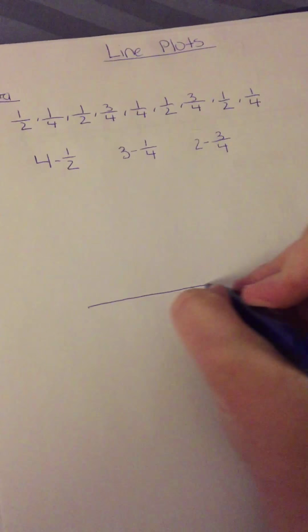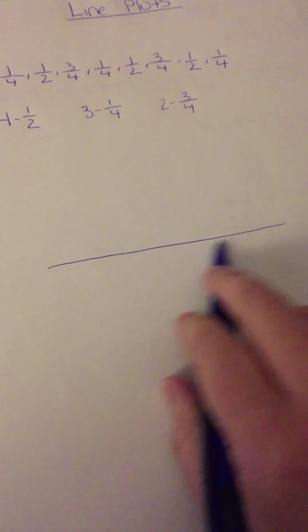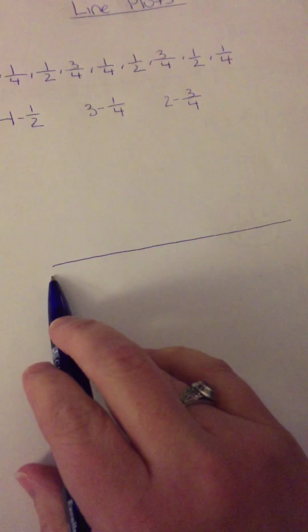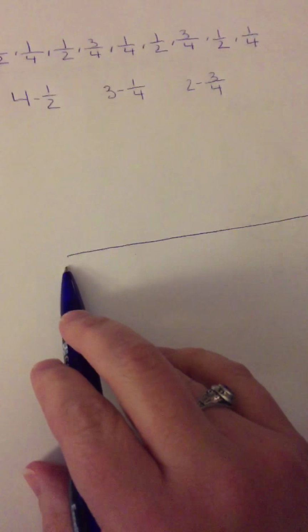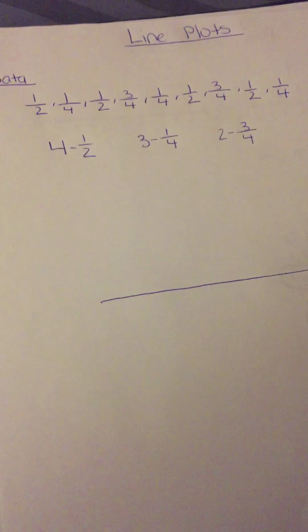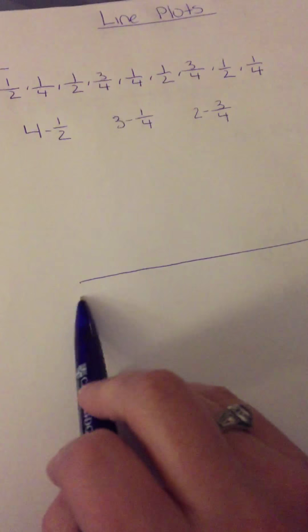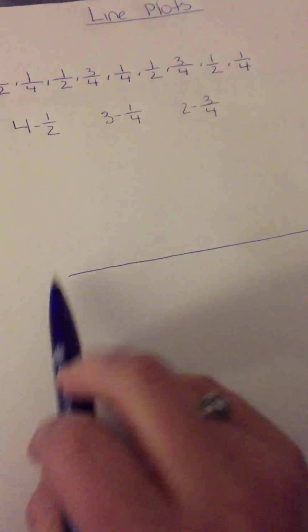Now a line plot starts with exactly what its name is, a line. This line at the bottom would typically include a label to tell you what the particular measurement was. For example, if you were measuring in inches, in pounds, in years, we would label that over here.